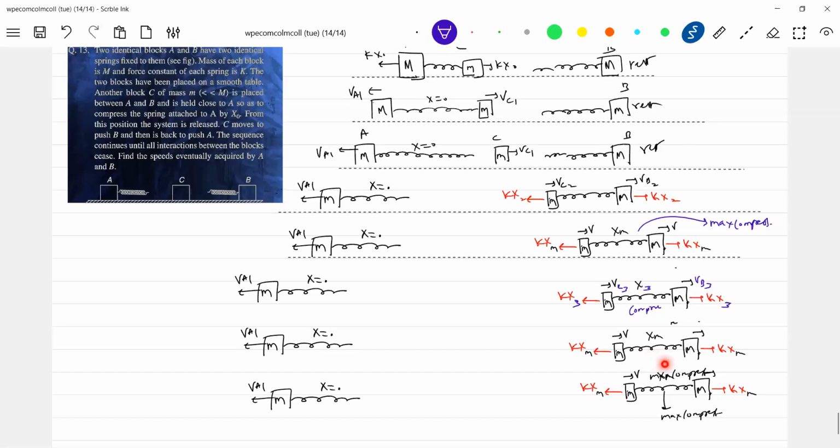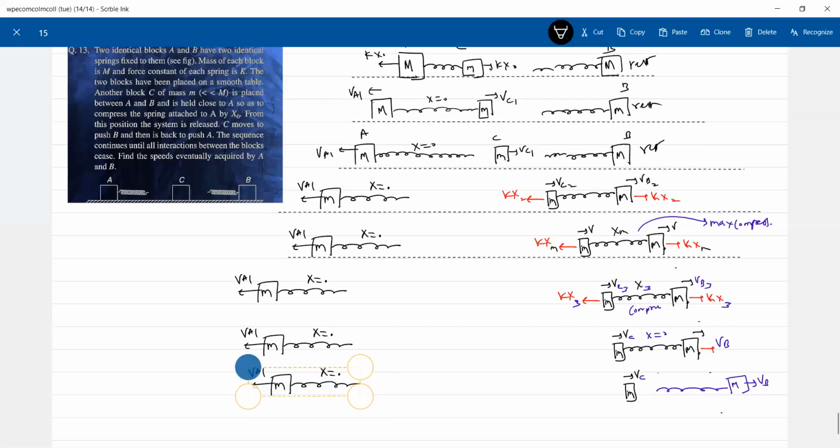Then at one position, they will have natural length. At one position, it will acquire natural length. Spring is relaxed. By this time, this will acquire some velocity, VB. This will acquire some velocity, VC. Then they will lose contact. This is the final condition that is taking place.